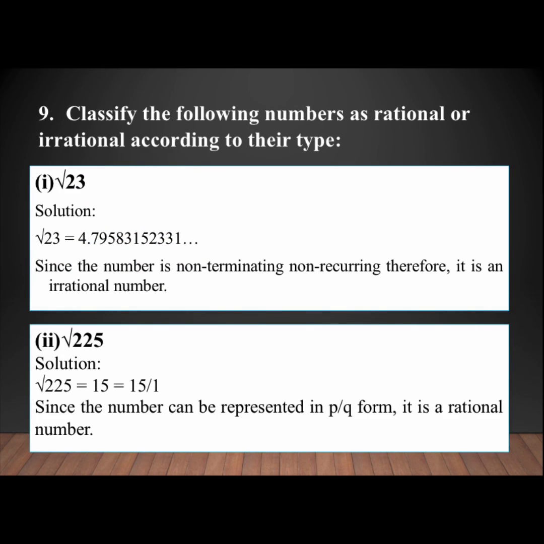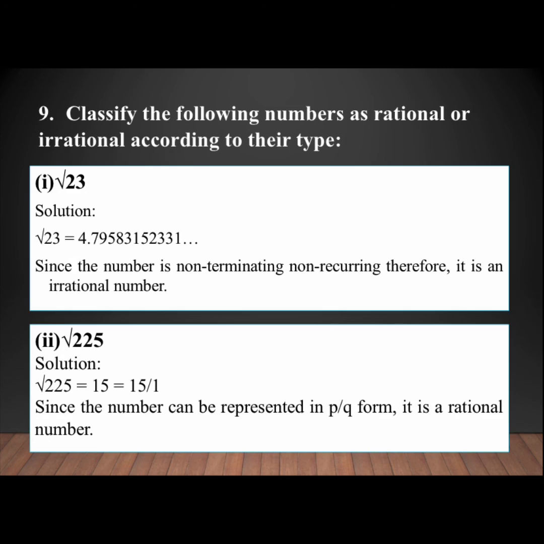Now our next question is: classify the following numbers as rational or irrational according to their type. The first one is root 23. Now we have the value of root 23 as 4.7958 and so on. Since the number is non-terminating and non-recurring, it is an irrational number.